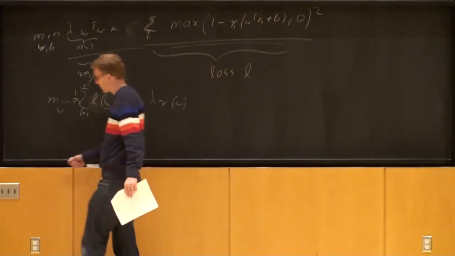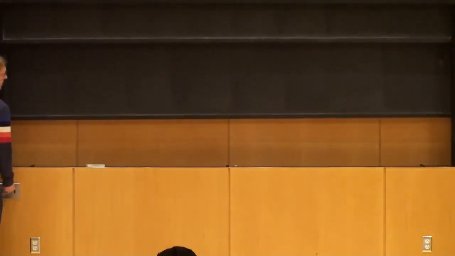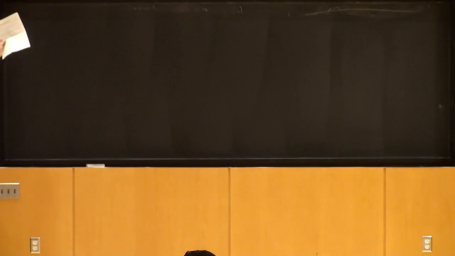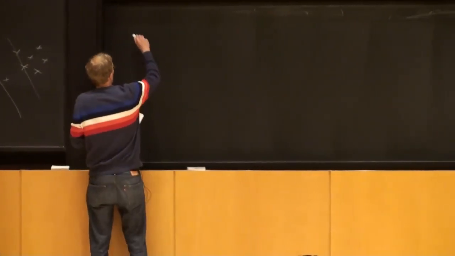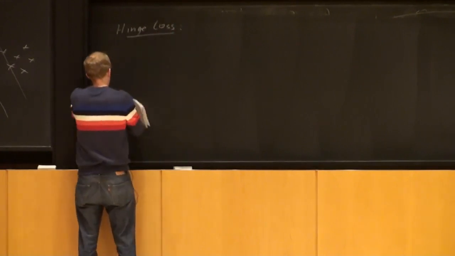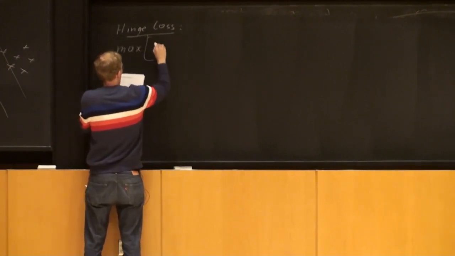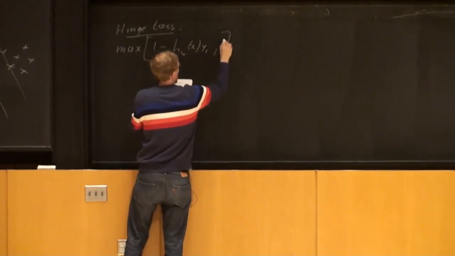Okay, so this here is our framework. We basically want to minimize a loss, and we also have a regularizer. For now, we just care about the loss. The first popular loss is one that we just looked at, the hinge loss. The hinge loss is basically max of 1 minus HW of x times yi, comma 0, to the power of p. And that's exactly what the SVM does.